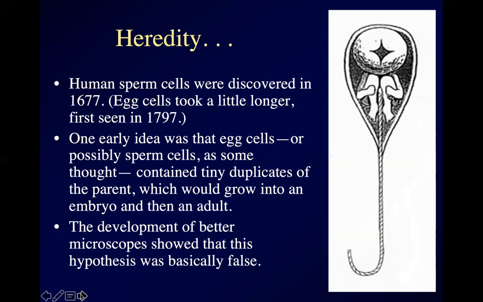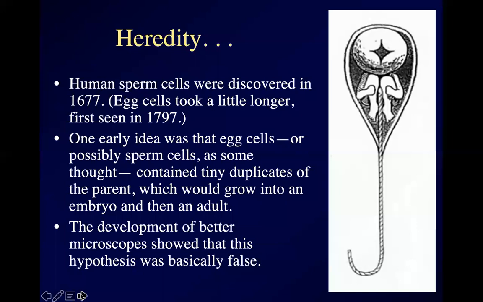For reasons that I trust I don't have to explain, it took a lot longer to find egg cells. Those were not seen until the first ones were seen in the year 1797. Egg cells constantly stay inside the female body, whereas it's pretty easy to get sperm cells to leave for examination.